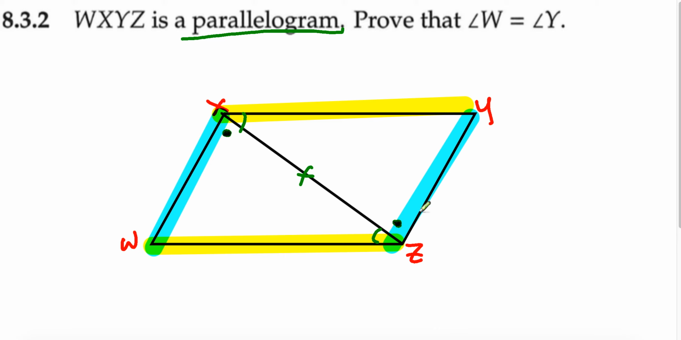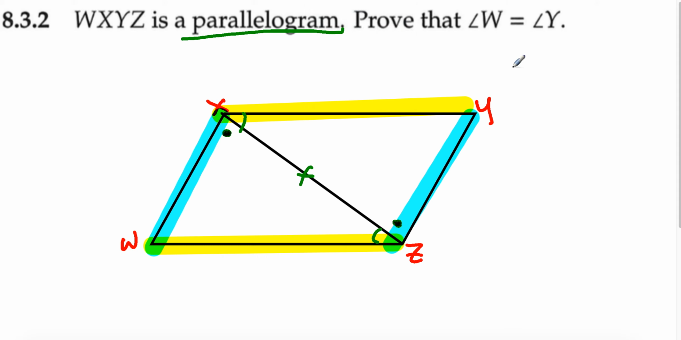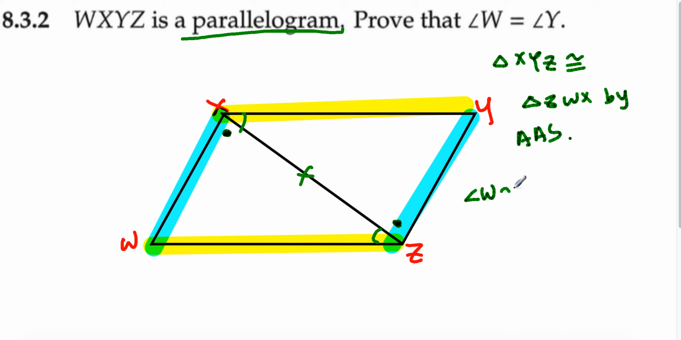So we can say angle side angle. We can say triangle XYZ is congruent to triangle ZWX by angle side angle. Then we realize that angle W must be congruent to angle Y by CPCTC. All right.